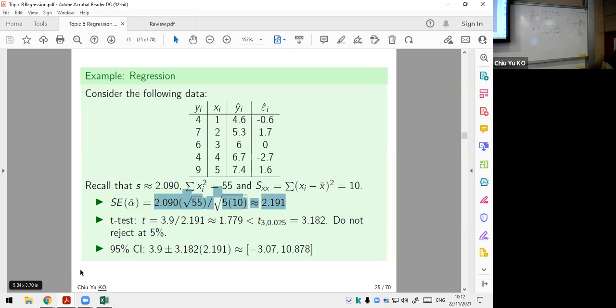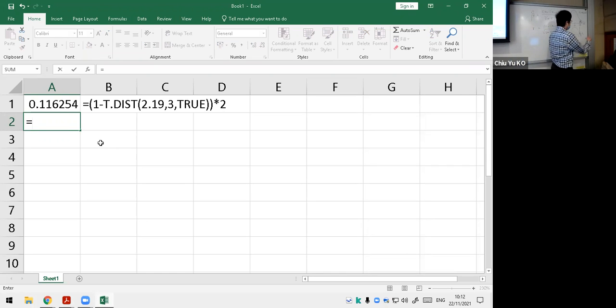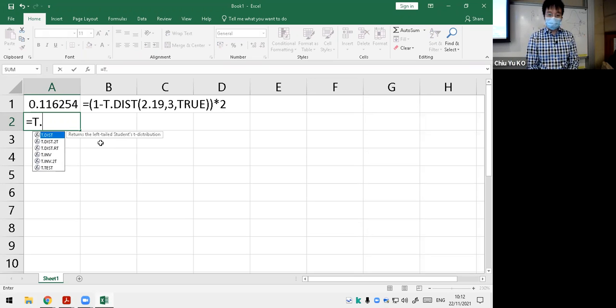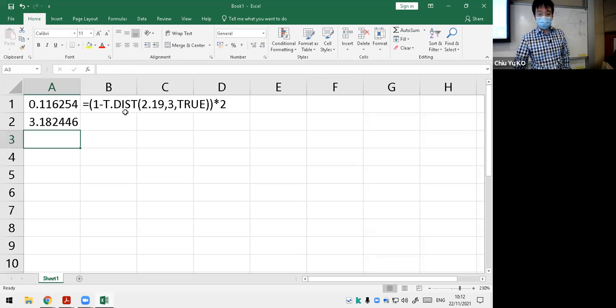The next thing is to look at the critical value. Critical value can be very simple. This is T3, so we will look at T inverse. 95% means 2.5% in each tail, so the left hand side is 0.975, degree of freedom 3. That is how you get the 3.18 there.